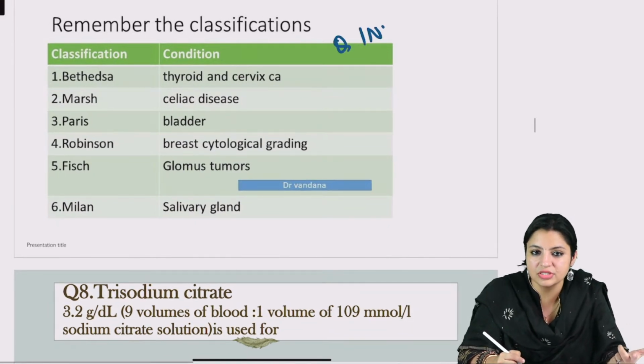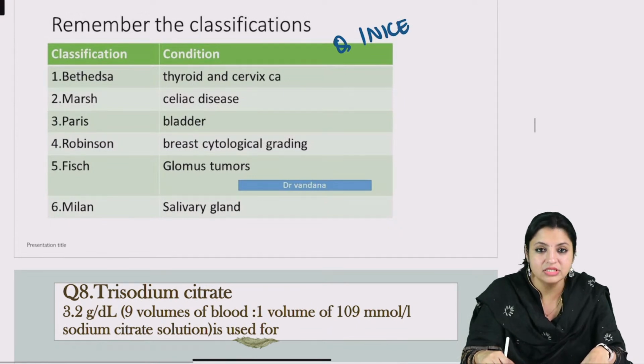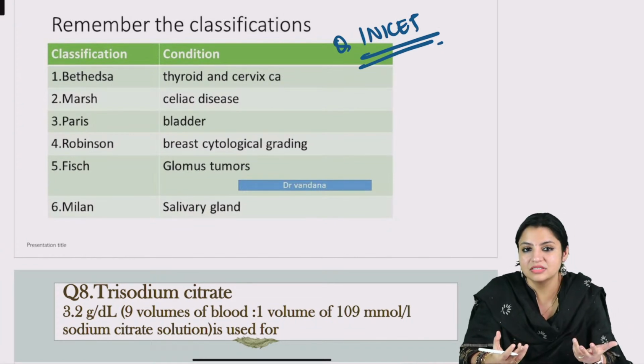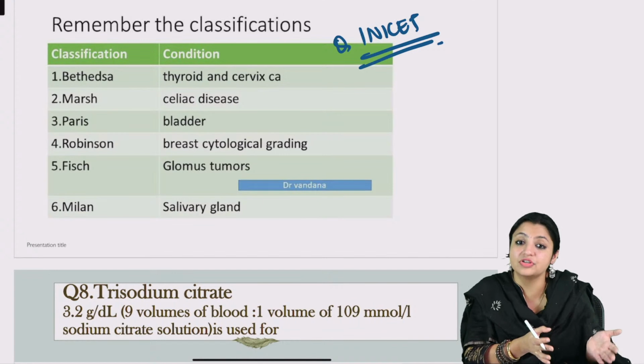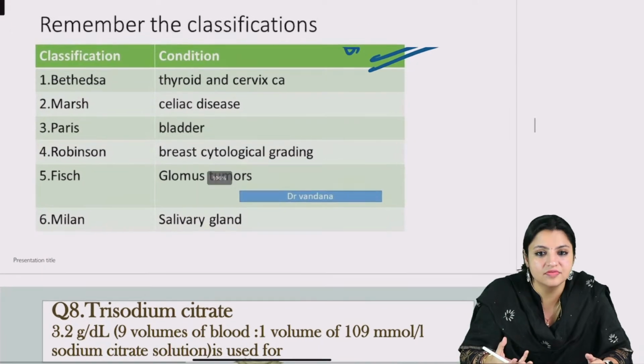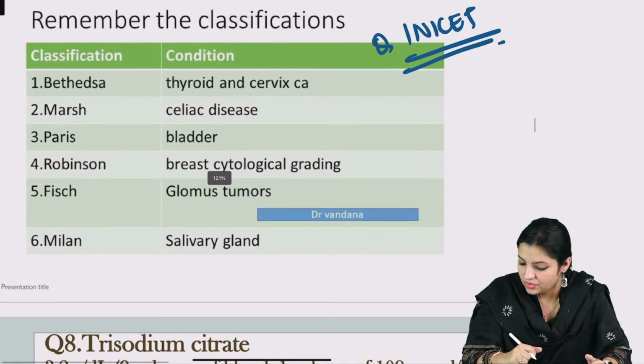March classification is a classification for celiac disease. Paris classification is a classification used for bladder cancer. Robinson classification is a cytological classification of breast cancers. Fish classification is for glomus tumor, and Milan classification is for salivary gland.